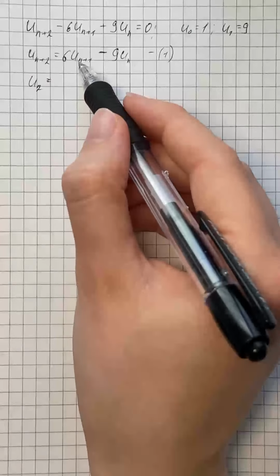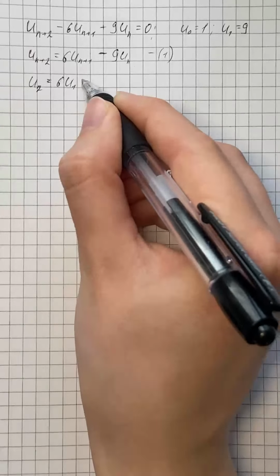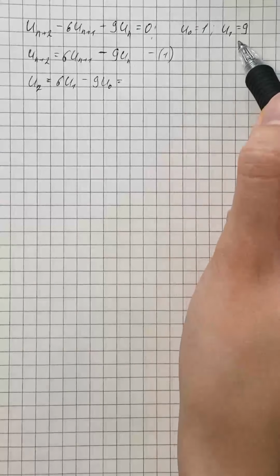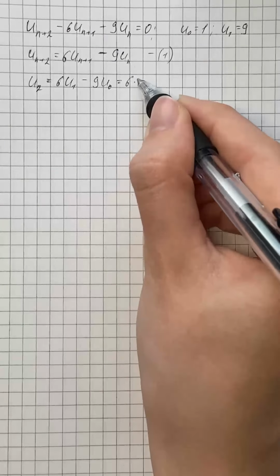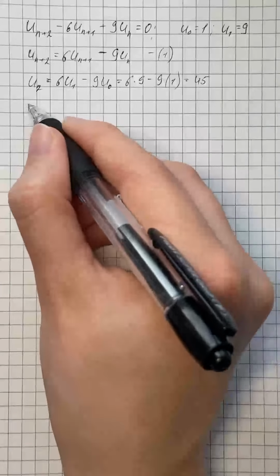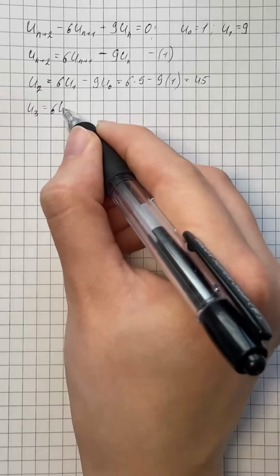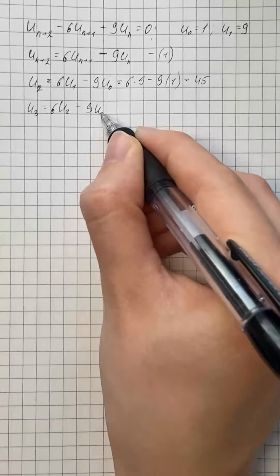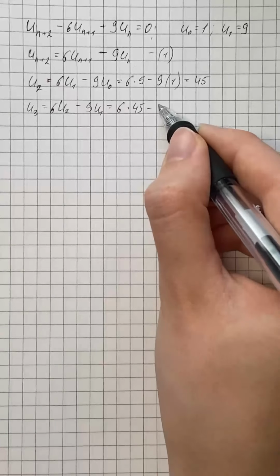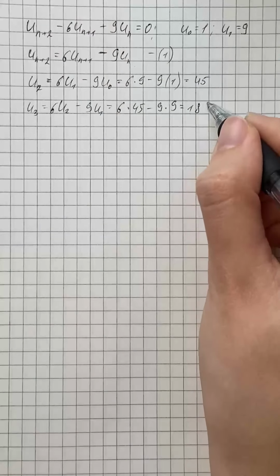So we put 2 instead of n, and we get 6u sub 1 minus 9 times u sub 0. So we're going to use the initial conditions, and it's going to be 6 times 9 minus 9 times 1, and that equals 45. Now we're going to do the same with u sub 3. So that's going to be 6 times u sub 2 minus 9 u sub 1. So that's going to be 6 times 45 minus 9 times 9. And we get 189.